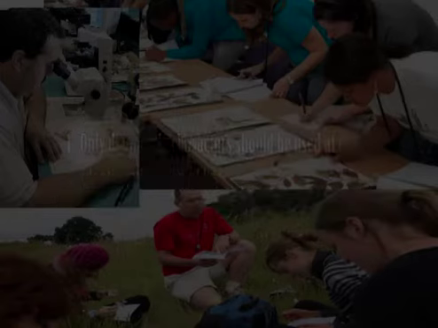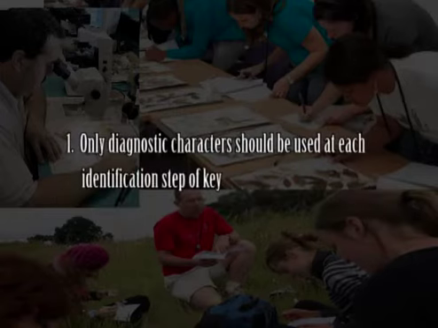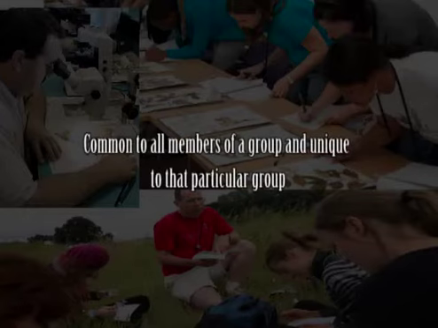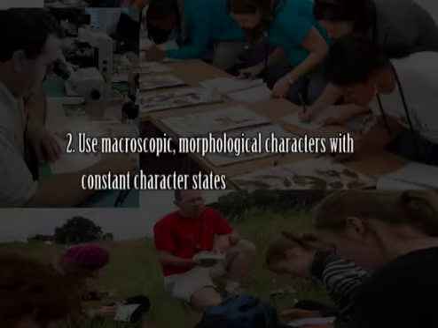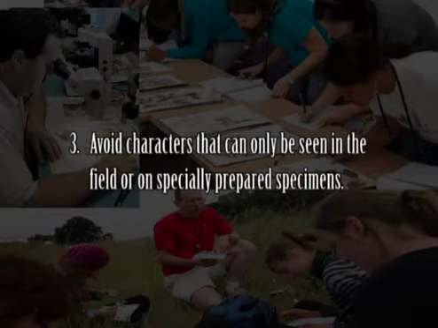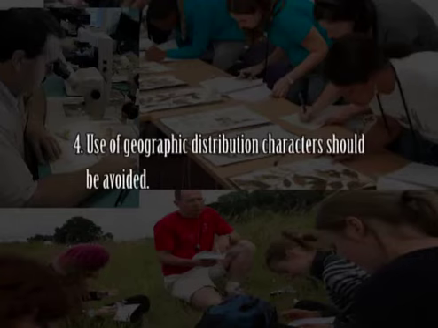The first is, only diagnostic characters should be used at each identification step of a key. The characters taken into consideration should be common to all members of a group and unique to that particular group for which a key is constructed. Number 2 is, use macroscopic morphological characters with constant character states when possible. Then avoid characters that can only be seen in the field or on specially prepared specimens. Also, it is important to incorporate as many contrasting characters as possible, but use of geographical distribution characters should be avoided.